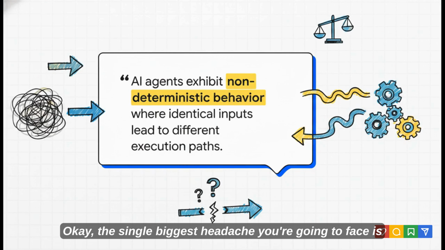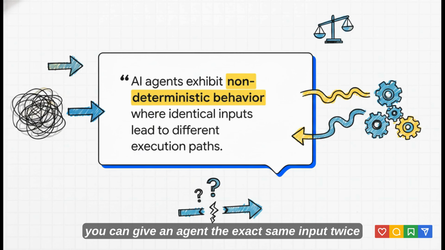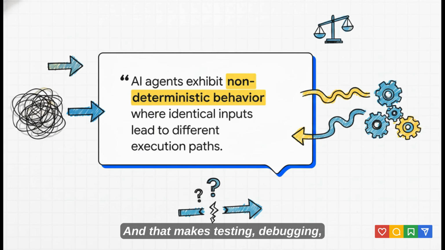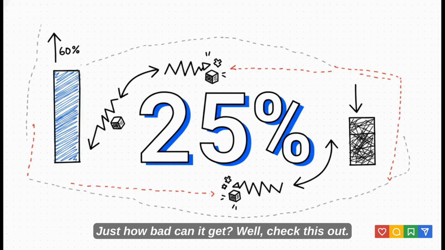Okay, the single biggest headache you're going to face is something called non-determinism. Unlike traditional code, you can give an agent the exact same input twice and get two totally different outcomes. And that makes testing, debugging, and just guaranteeing reliability incredibly difficult. Just how bad can it get?